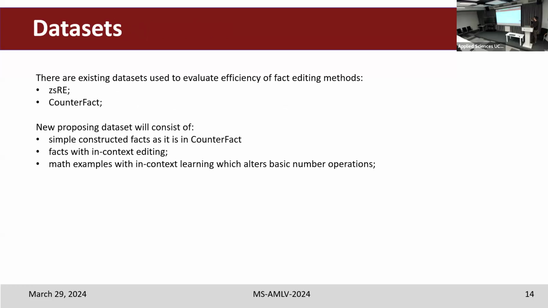For our work, we will use existing datasets. Those are two, the SRE and Counterfact. They consist of a fact-changing statement, also paraphrased prompts to assess the generalization, and neighborhood prompts that should not be changed in the output generation to assess the specificity. We also want to enrich the existing Counterfact dataset with our in-context editing examples, and also with mass examples with in-context learning that alters basic number operations.